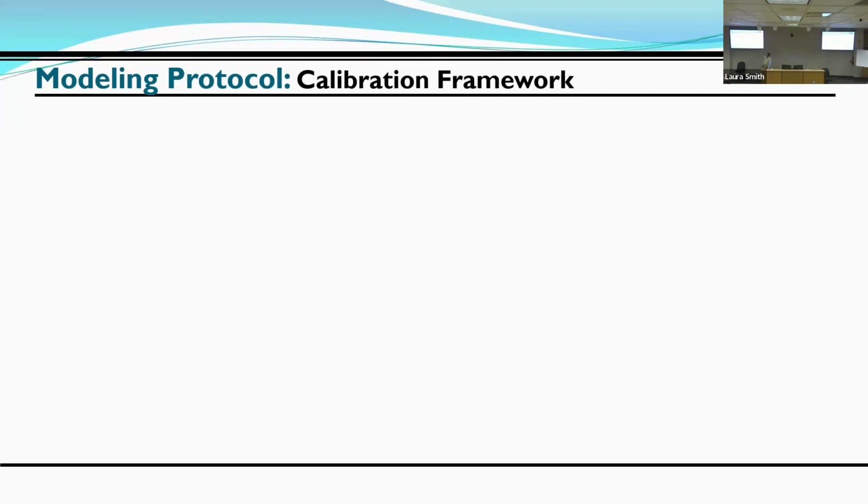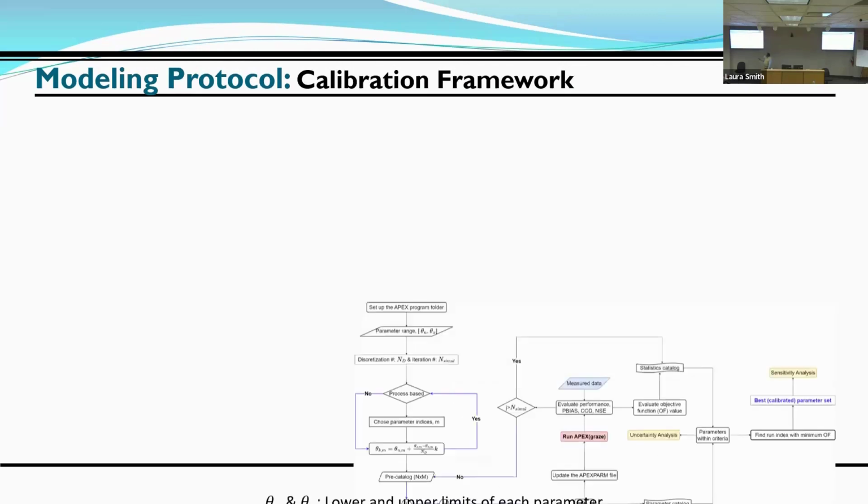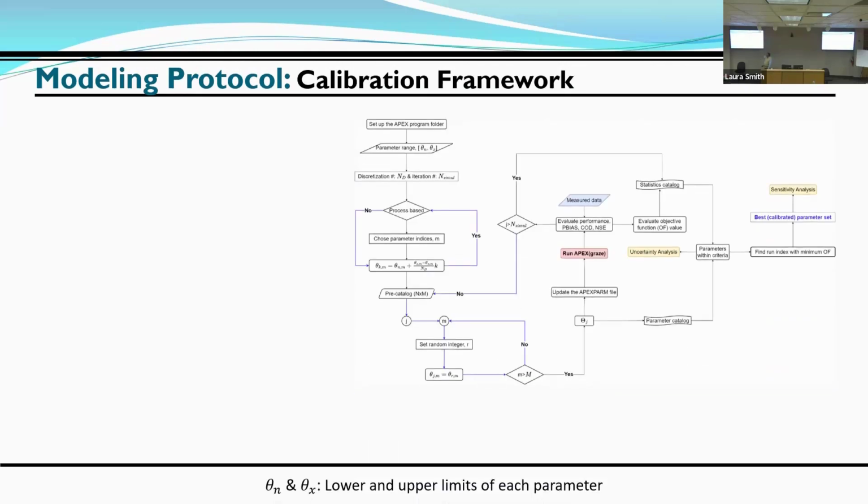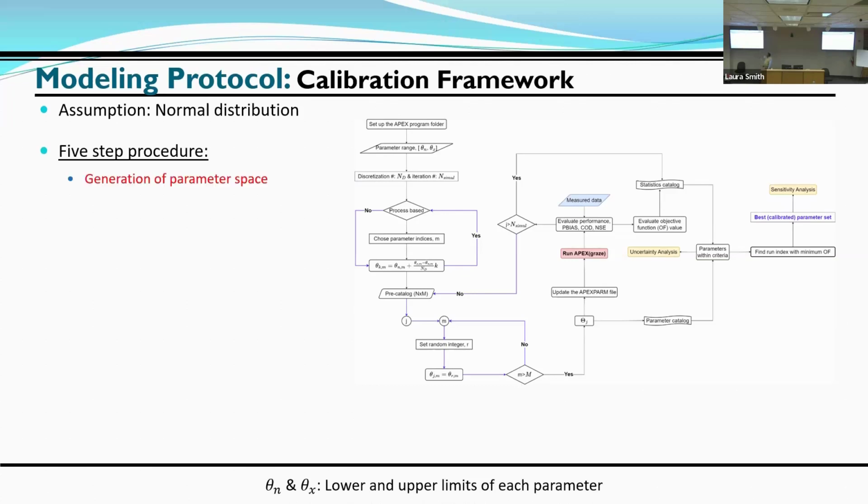And this modeling task begins with improving the calibration method. As I mentioned earlier, we are adding a normal distribution of the parameter space. The calibration method is a 5-step procedure. Parameter space generation is a discretization of individual parameters within the lower and upper limits of each parameter. They are derived from literature and the user manuals available.